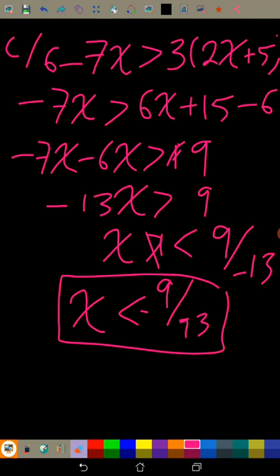Okay, that was the last inequality. Do I have some more? No. Okay. So remember, when you are dividing or multiplying by a minus number, a negative number, you really have to change the direction of the inequality, or it will not make sense anymore.